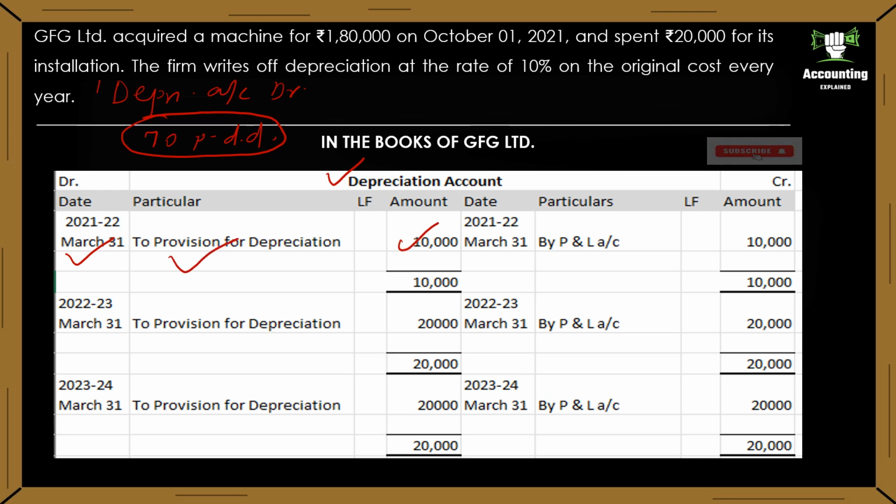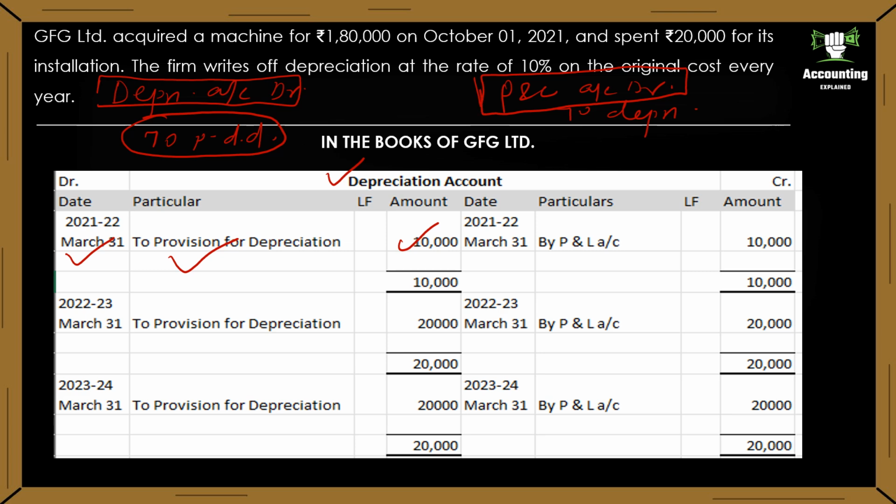Again this depreciation we transferred to P&L account, right? The entry we passed was P&L account debit to depreciation. So here P&L account is debited. In the depreciation ledger account it will be credited. Same date March 31, 21-22 by P&L 10,000. Now the account is tallied. Take the total on both the sides. So there will be no carried down or brought down.